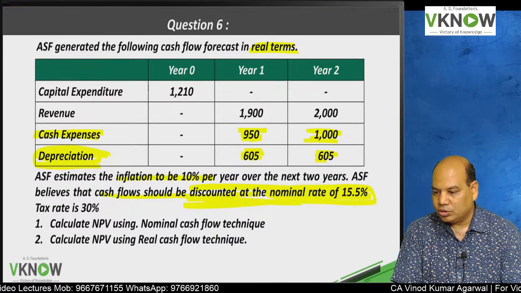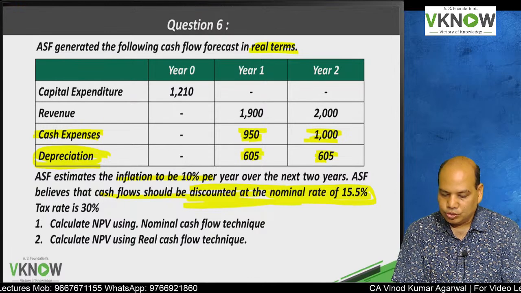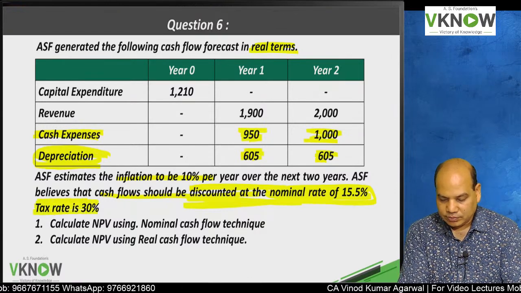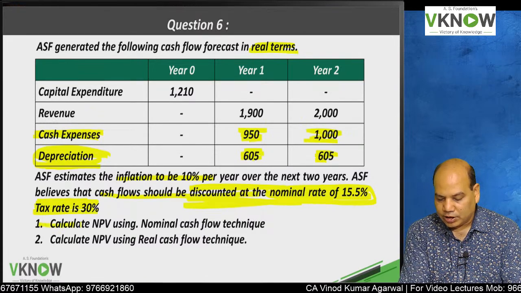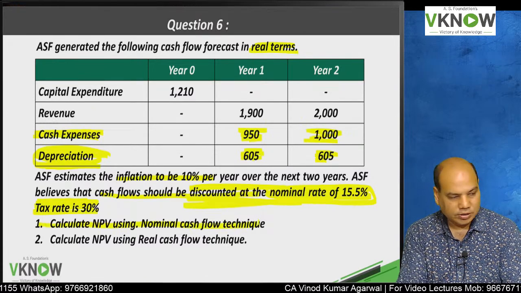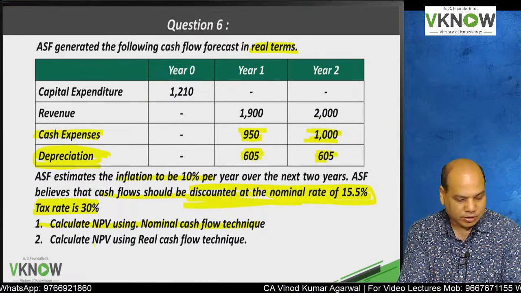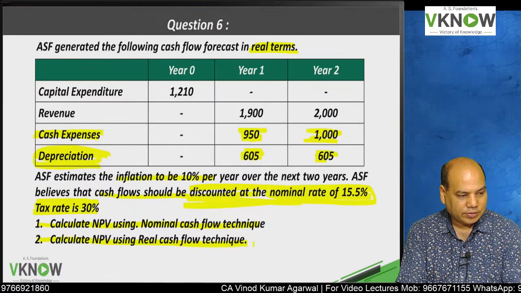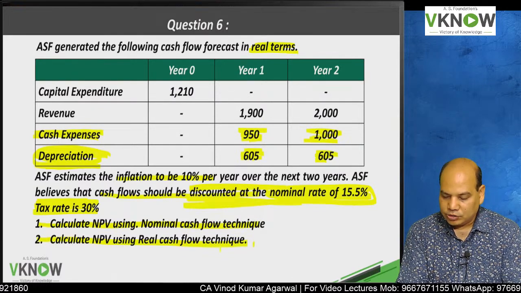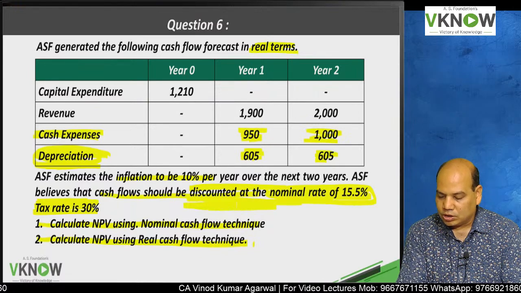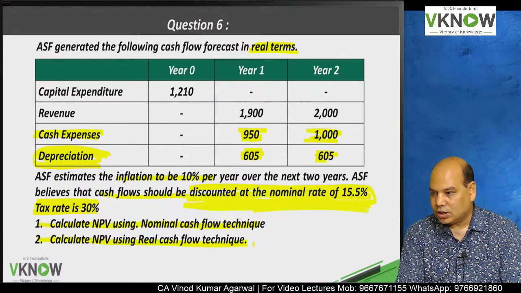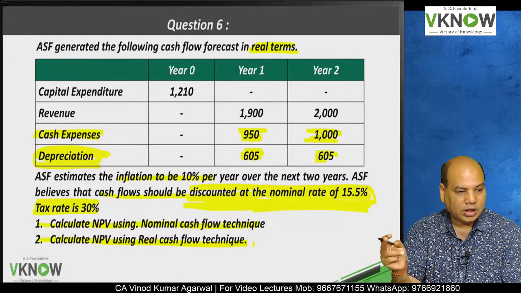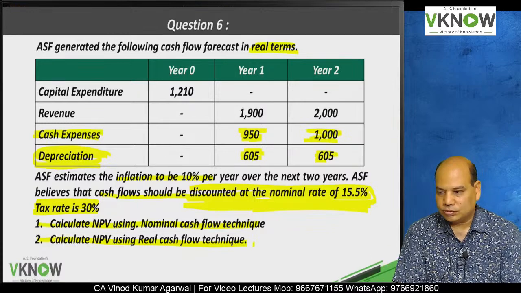First, I have to convert into nominal cash flow and then use the nominal discount rate. One more adjustment: the tax rate is 30%. Below that, they have written compute NPV using the nominal cash flow technique, but they have added one more question: compute NPV using the real cash flow technique. If the real cash flow technique is to be used, I need to convert the nominal discount rate into the real discount rate and nominal cash flow into real cash flow.